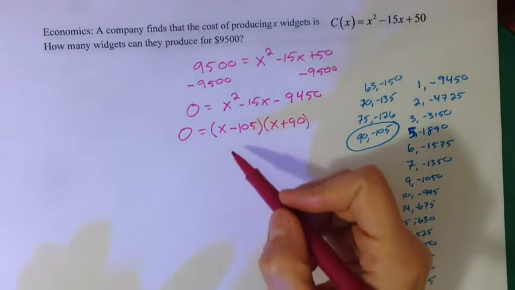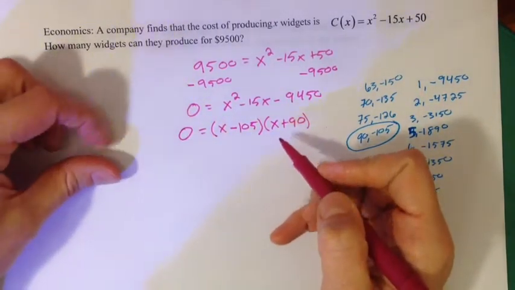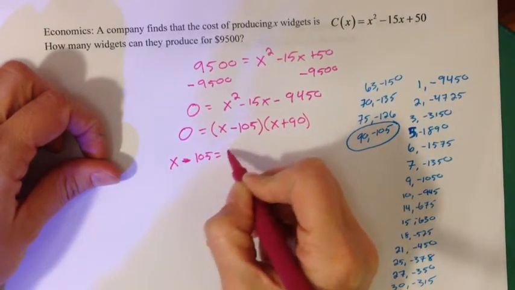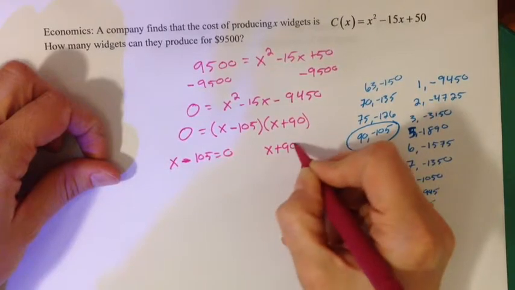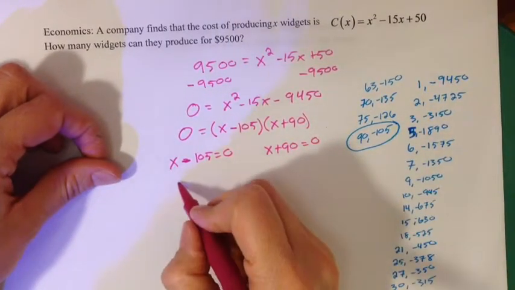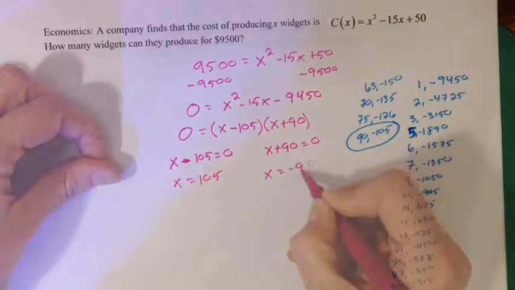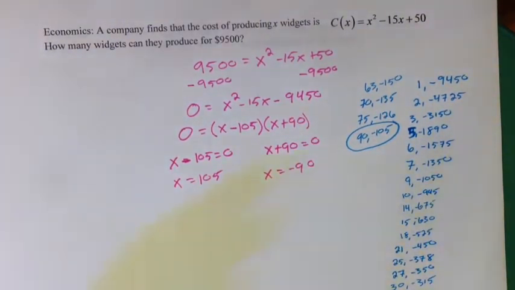However, now that we've got it factored, I can set each factor equal to 0: x minus 105 equals 0, or x plus 90 equals 0. That gives me two possible answers, x equals 105 or x equals negative 90. Now's the time to check our answer for reasonableness.